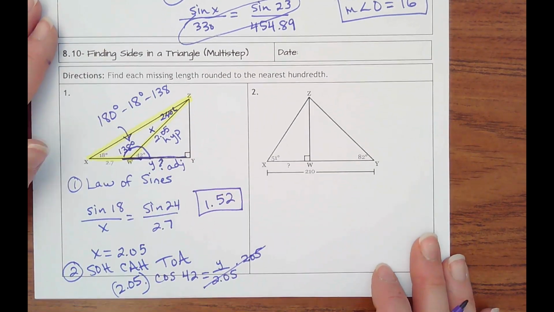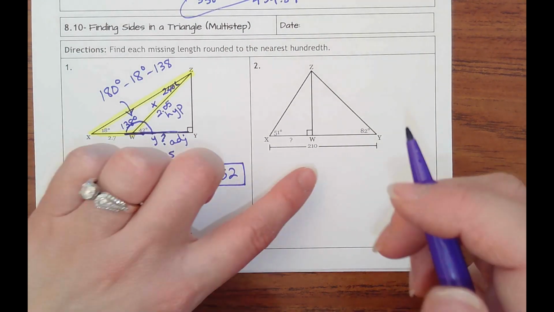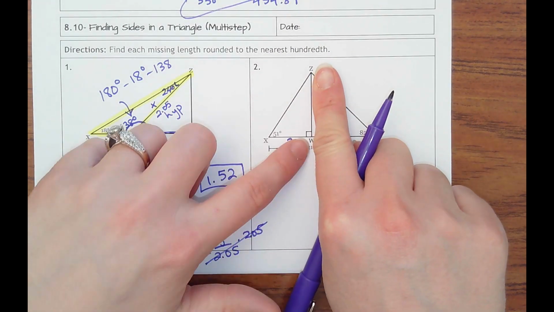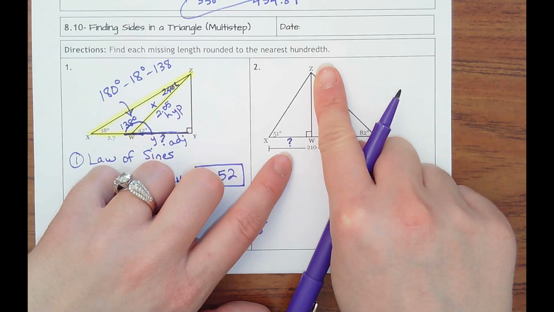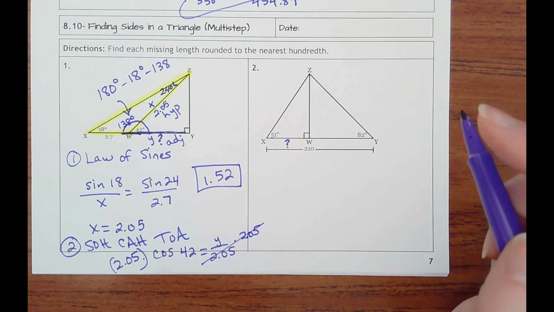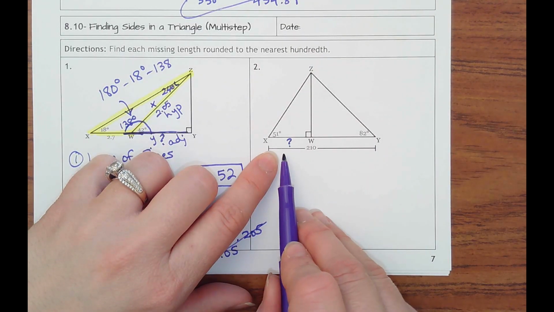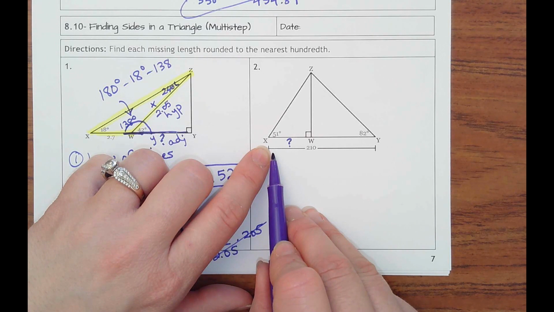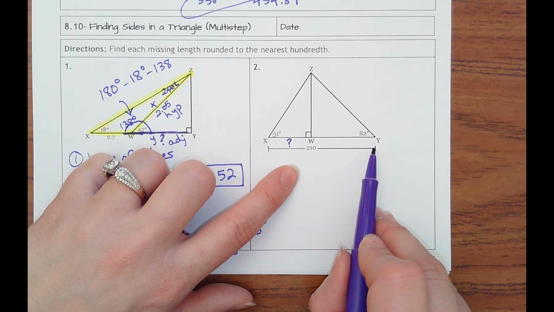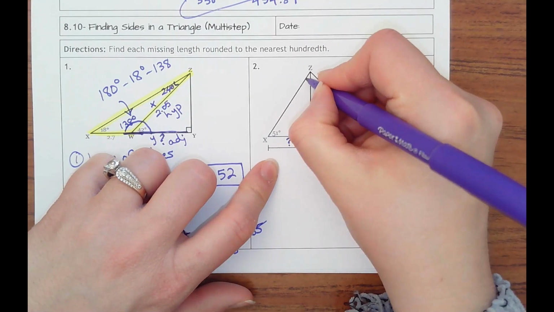All right, number 2. Different picture, but still two triangles. Same thing in here. If I wanted to find this in this right triangle, if I knew one of the legs or the hypotenuse, I could find it, but I don't yet. So then my next thought is, can I do a law of sines? The only side length I have is this 210. I can find the angle across from it.